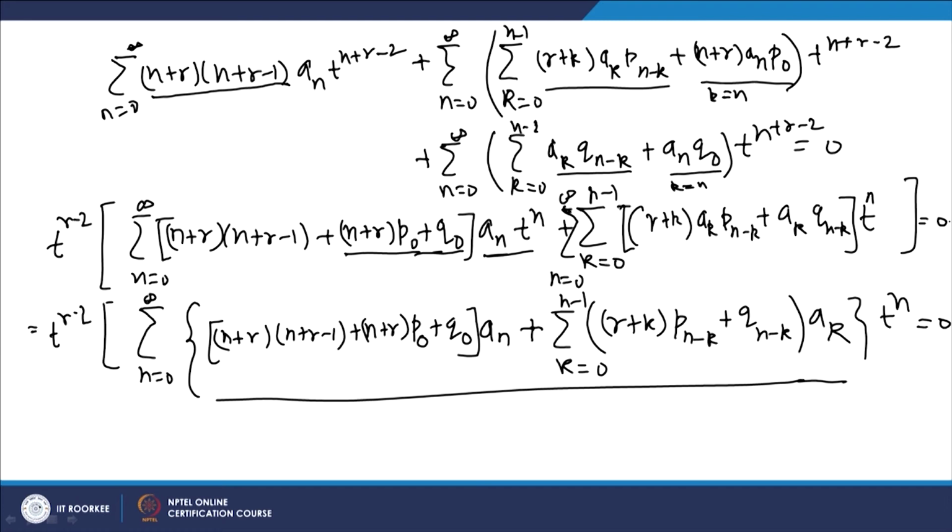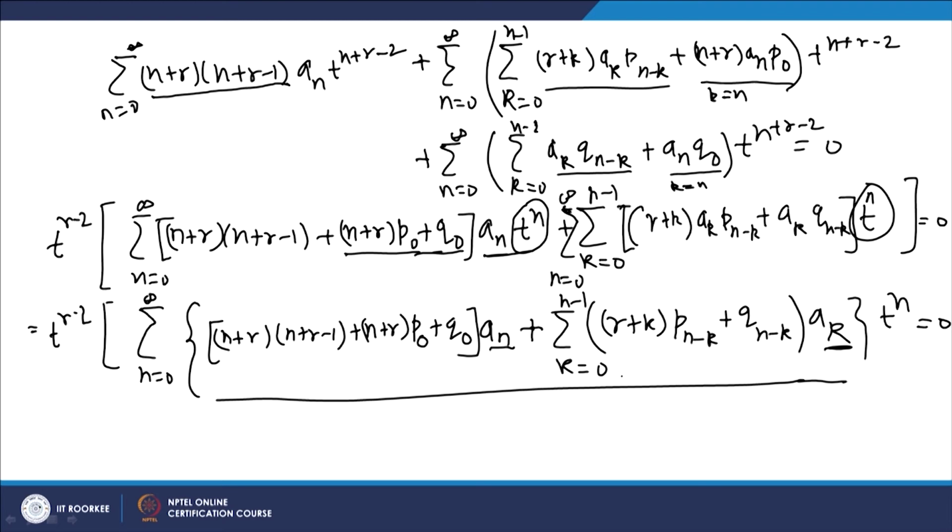So now again simplifying this, t to the power r minus 2 summation n equal to 0 to infinity, n plus r minus 1 plus n plus r p naught plus q naught into a n, plus what we are doing, we are taking this t to the power n term out, plus summation k equal to 0 to n minus 1, r plus k p n minus k plus q n minus k a k t to the power n.